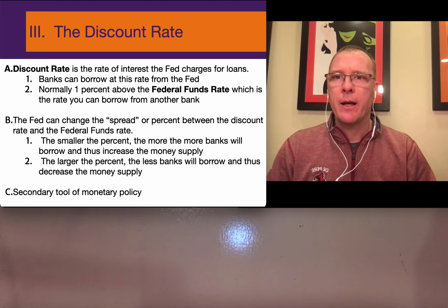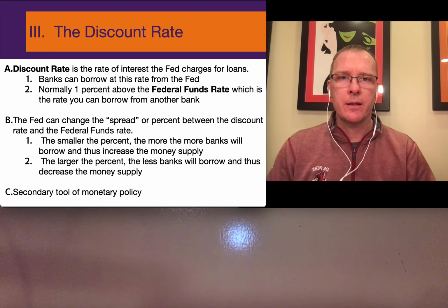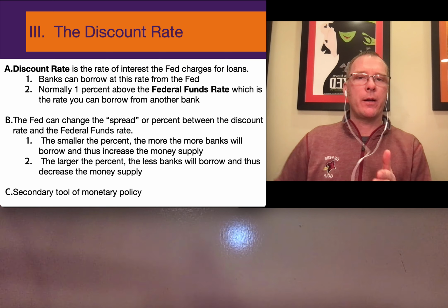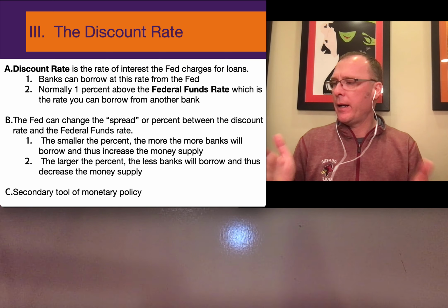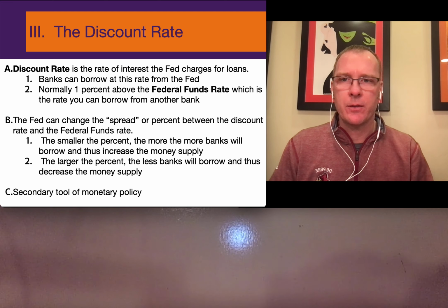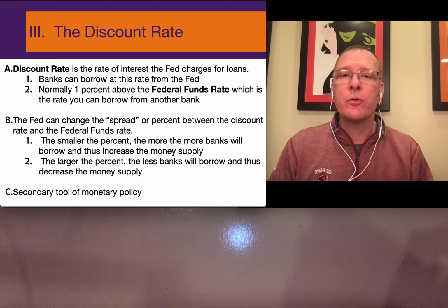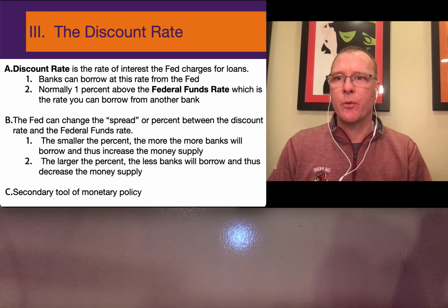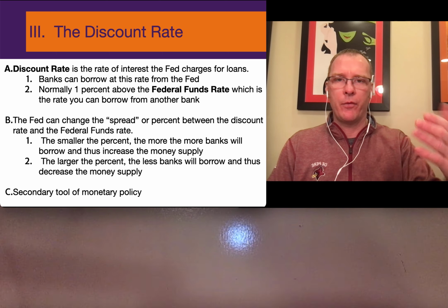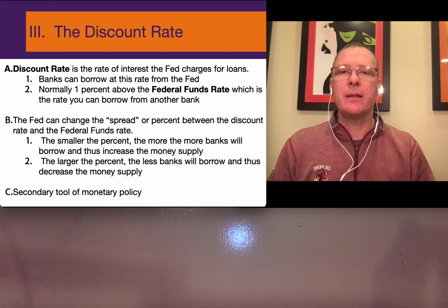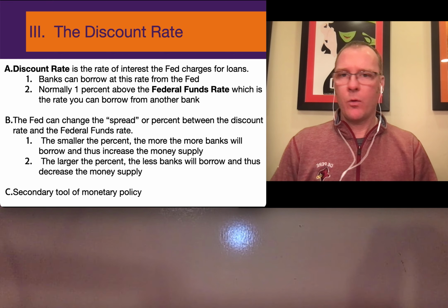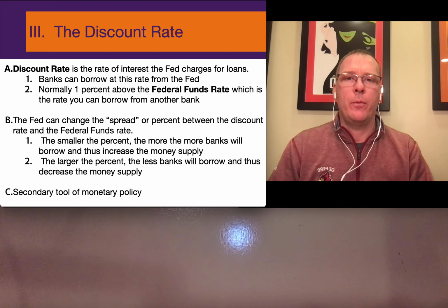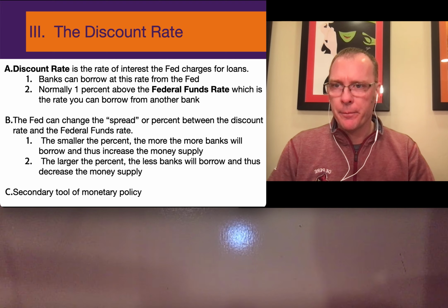The discount rate is the rate of interest that the Fed will charge for loans. So when banks borrow money from the Fed, they're paying this discount rate. It's usually 1% above the federal funds rate, which is the rate you borrow from another bank. So they're actually paying a little bit more to borrow from the Fed. Banks don't like to do that really, because if they can get the money covered in a different way, they would much rather do it that way because it's cheaper.